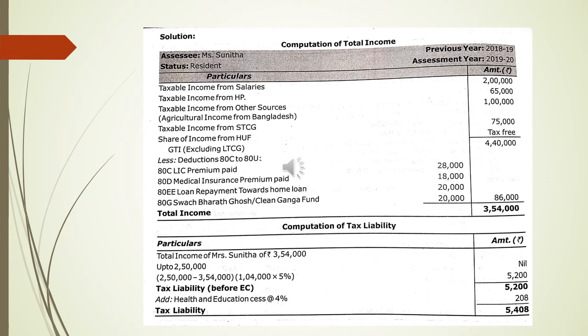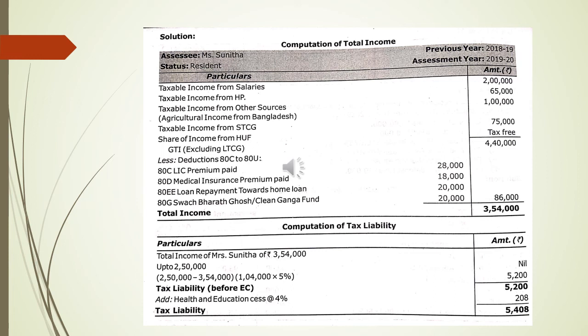Taxable income from salary 2 lakhs. Computed income from house property 65,000. Whenever they have given computed or taxable value, you can straight away take that amount into the amount column. If they give gross salary or rent received from house property, then you have to do further calculations. Then agricultural income from Bangladesh.